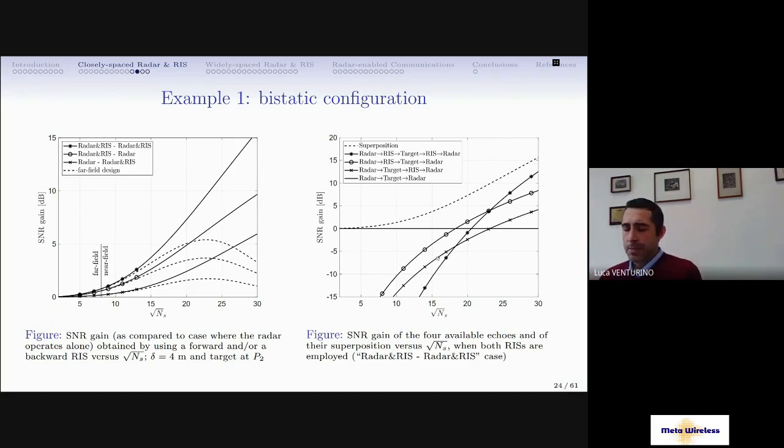So the main point here is that the two main parameters we can play with are the size of the RIS and the distance between the RIS and the reader. These two parameters are strictly related to each other. Depending on how we choose these two parameters, we can have a near field propagation or a far field propagation between these two guys. And what you want to make sure is that near field condition applies, because that's the region where you see most advantages.